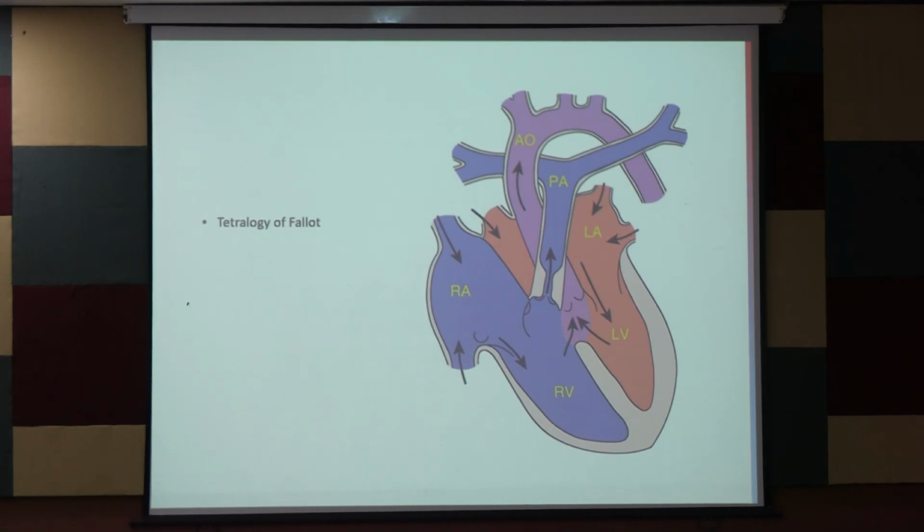So there are four components of Tetralogy of Fallot. What are the four components? Tetralogy means four. This is one important question which may be asked in the Viva or other areas. Component one is a large non-restrictive VSD. Component two is overriding of the aorta. Component three is pulmonary stenosis. And component four is right ventricular hypertrophy.